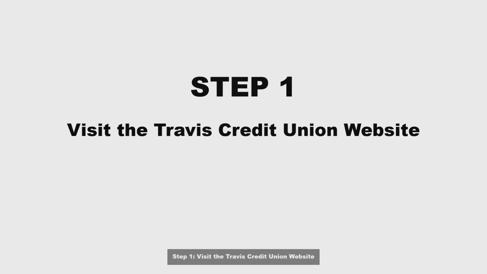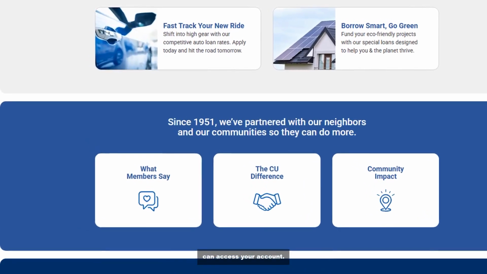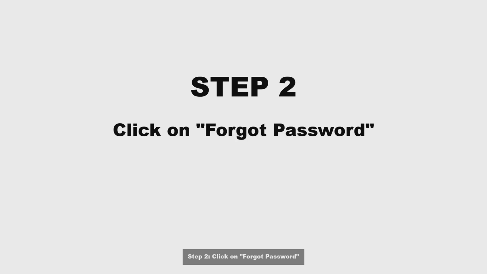Step 1. Visit the Travis Credit Union website. Go to the official Travis Credit Union website. Look for the login section where you can access your account. Step 2. Click on Forgot Password.